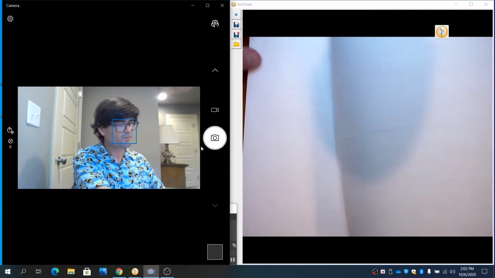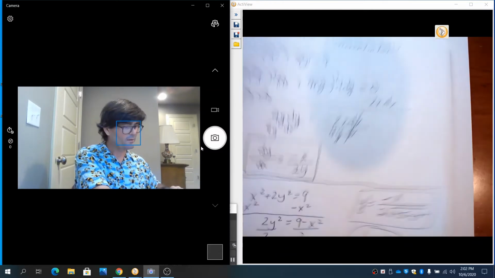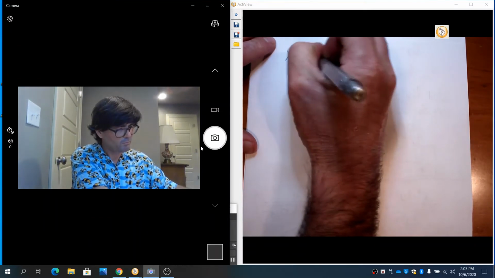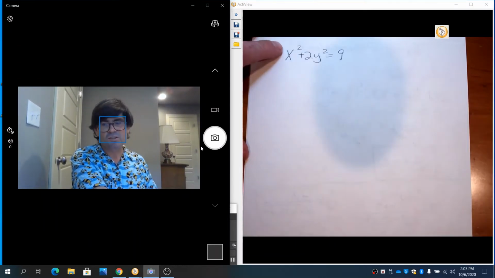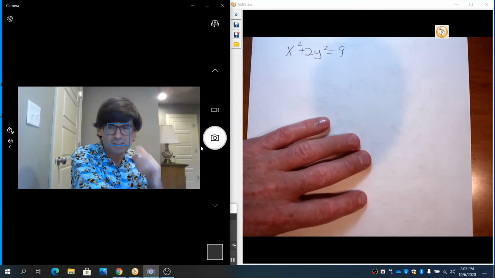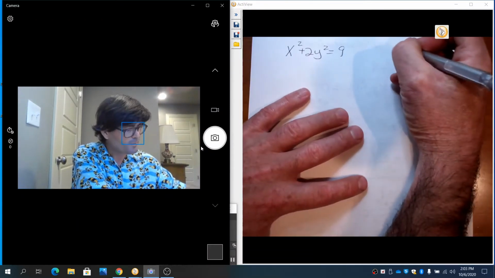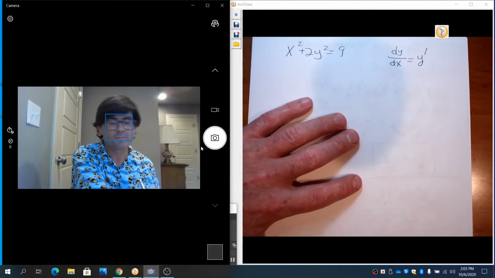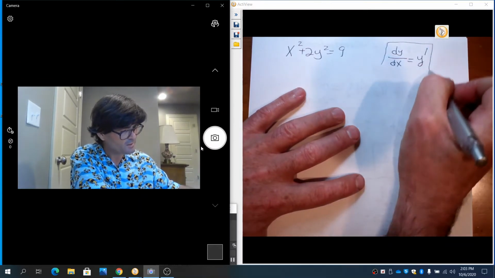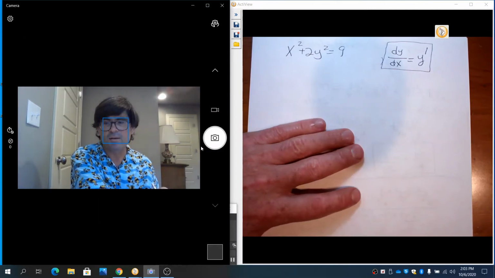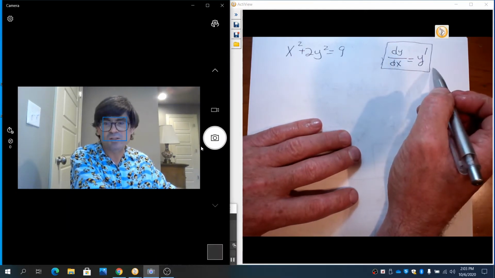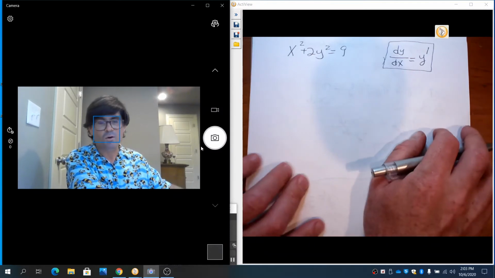I'll take this page off. We had x squared. So there's two notations that you can use when you're doing implicit differentiation. You can just remember that dy over dx is the same as y prime. So that is a fact. Those are just two ways to say the same thing. We just use the dy over dx notation. Sometimes the y prime notation is used. And let me just show you how that works.